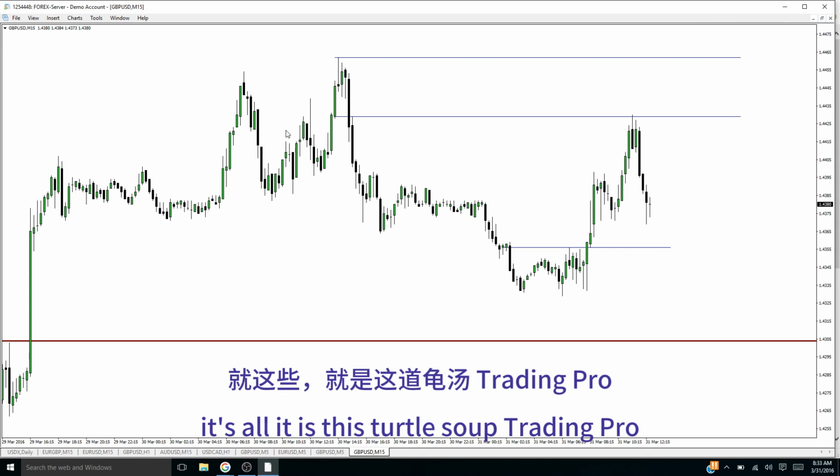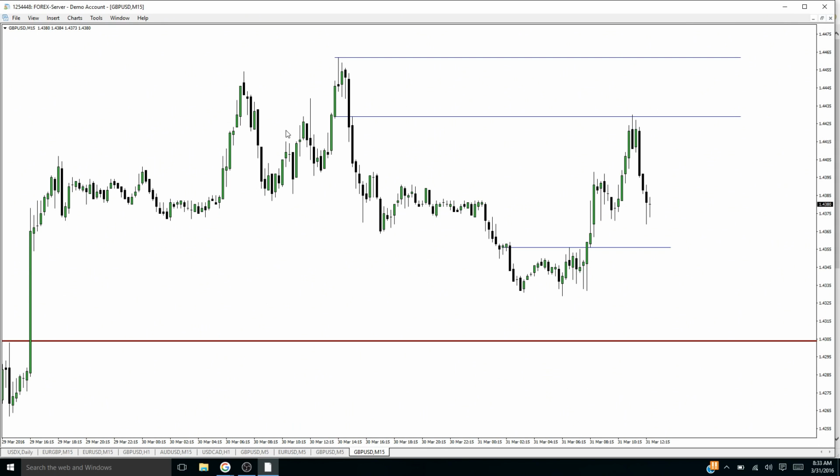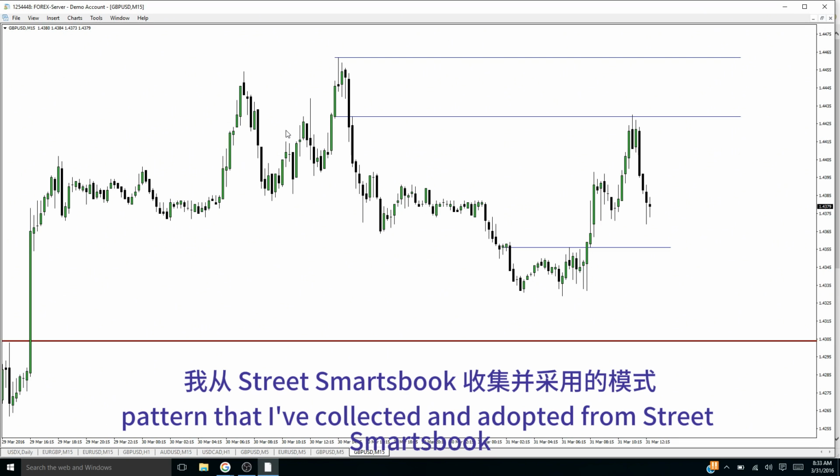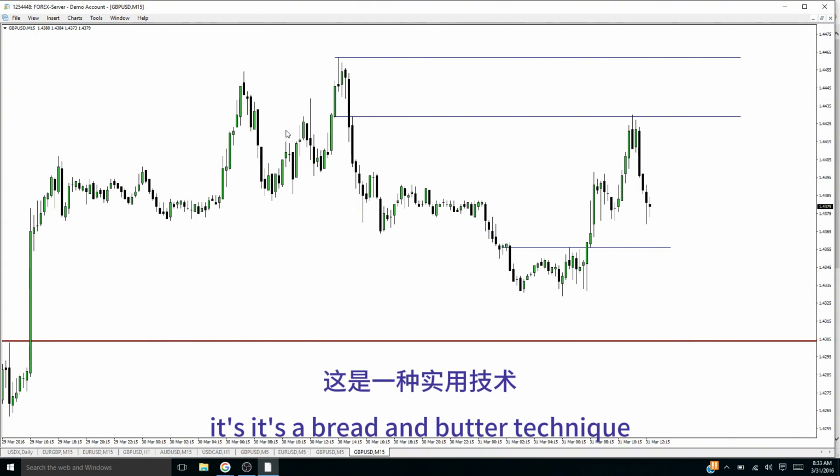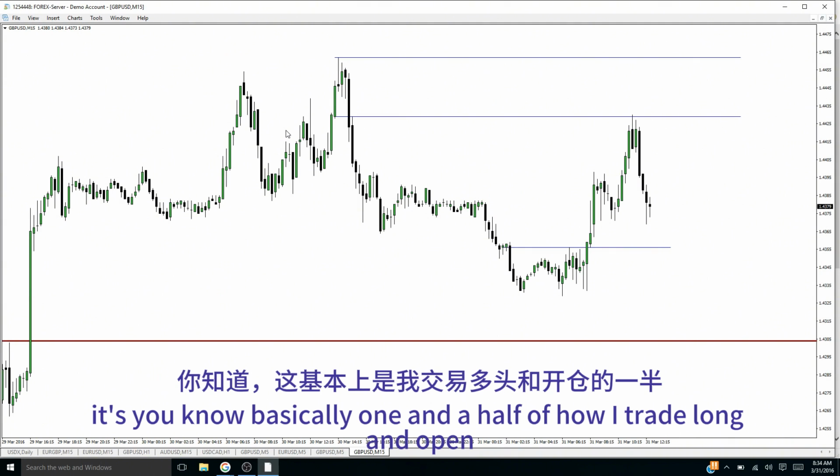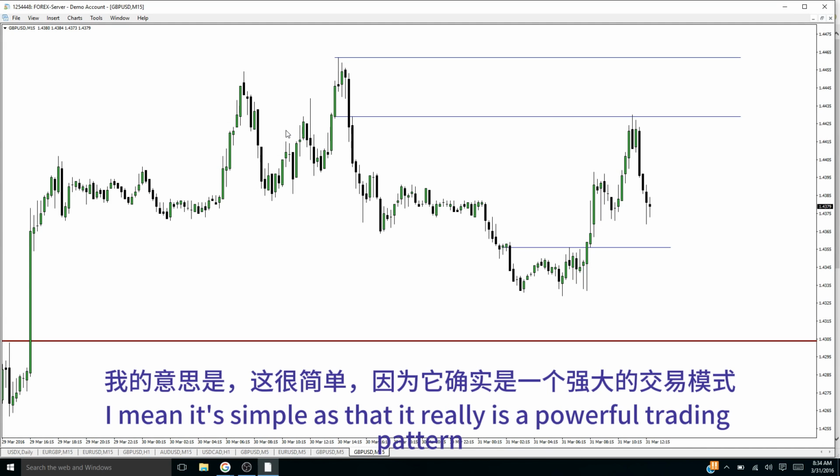It's all it is. It's this turtle soup trading pattern that I've collected and adopted from Street Smart's book. Really, really good pattern. It's a bread and butter technique. It's basically one half of how I trade London Open. It's as simple as that. It really is a powerful trading pattern.